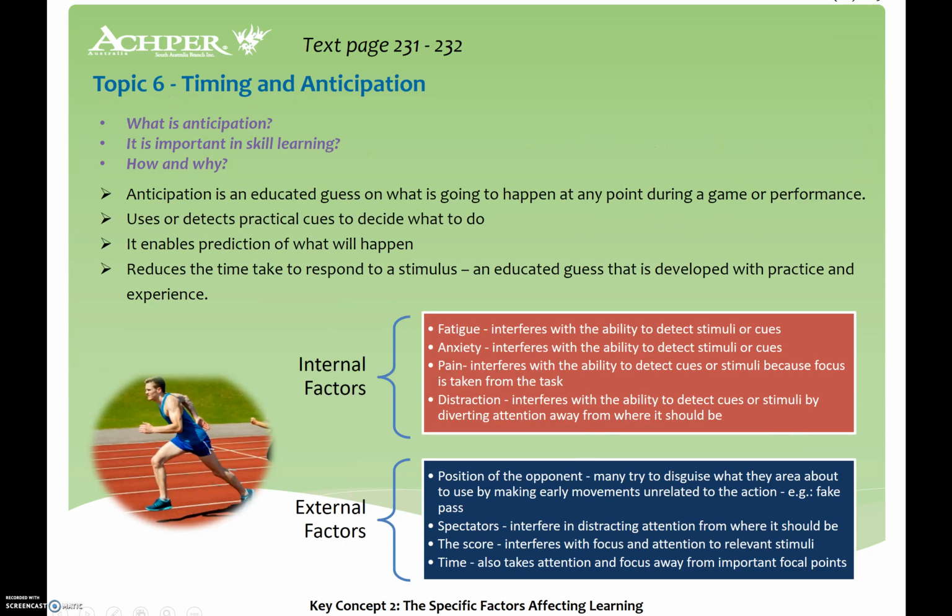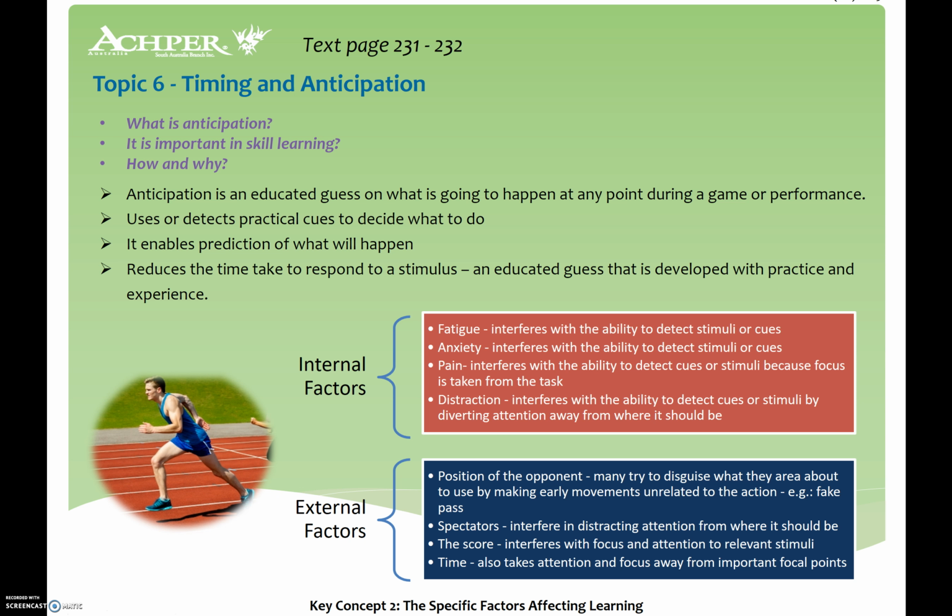So if we look here, anticipation is an educated guess on what's going to happen at any point in time in the game or performance. So we pick up and detect the relevant cues, and we decide what we do. It enables prediction of what will happen, reduces the time taken to respond to the stimulus, and that educated guess will develop with practice and experience. So there are internal and external factors, and I gave the example of experience as well within the game.